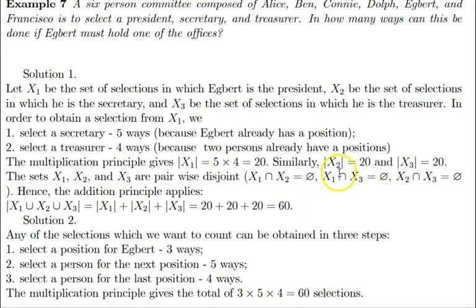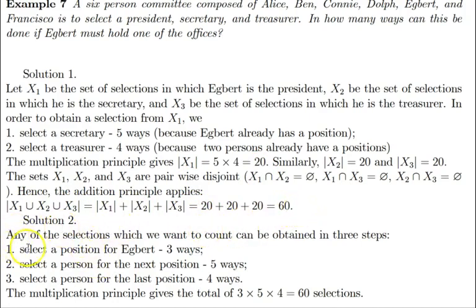And we count similarly the cardinality of x2 and x3 and obtain the same number. These 3 sets, x1, x2, and x3, are pairwise disjoint. Hence the addition principle applies and we get 20 plus 20 plus 20, 60.